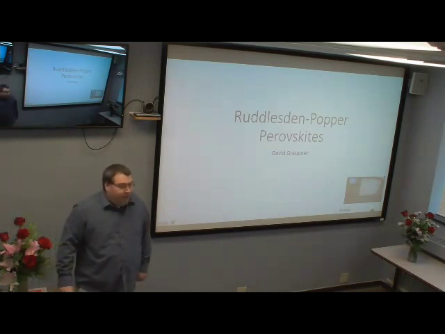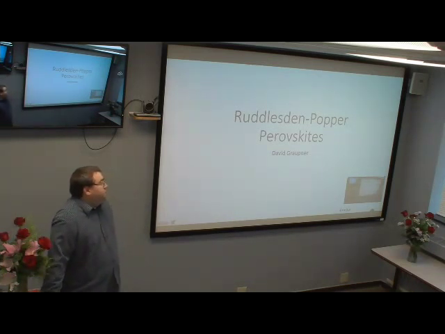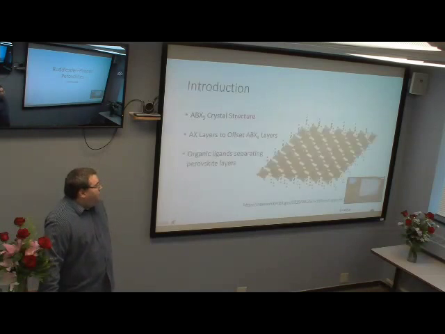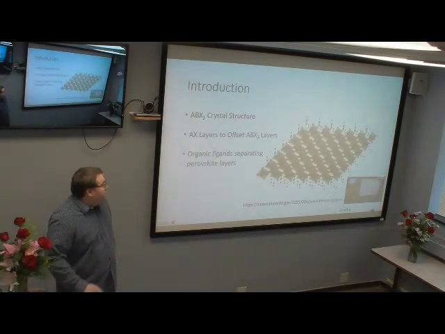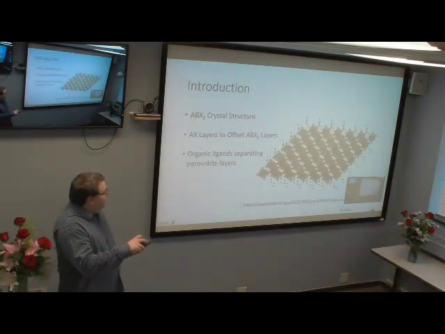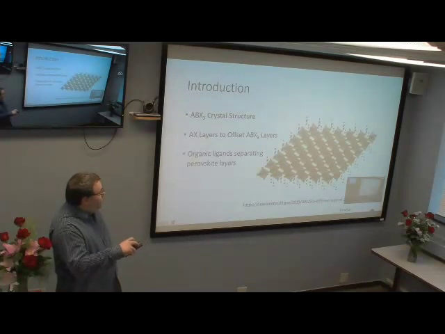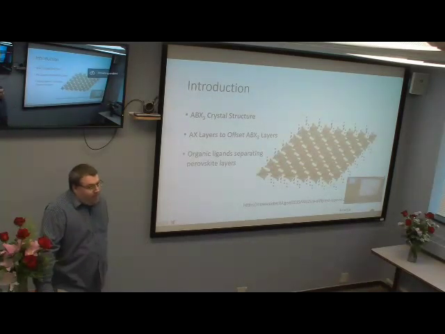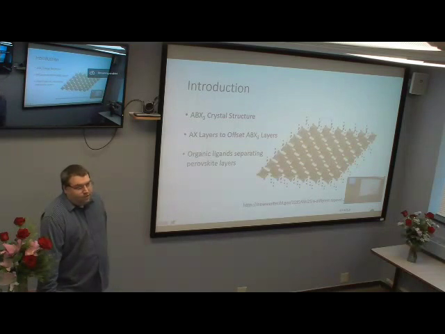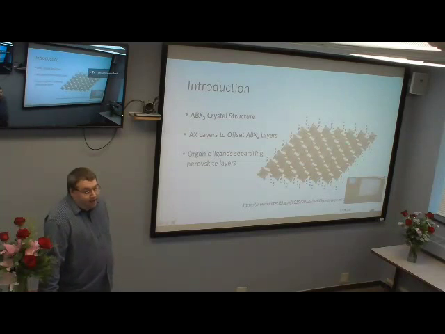So I was examining Ruddlesden-Popper perovskites. The generic perovskite, you see a generic layer here. It has an ABX3 crystal structure, where the A and the B are cations, and the X is an anion. In my case, I'm looking at cesium lead chloride perovskites.